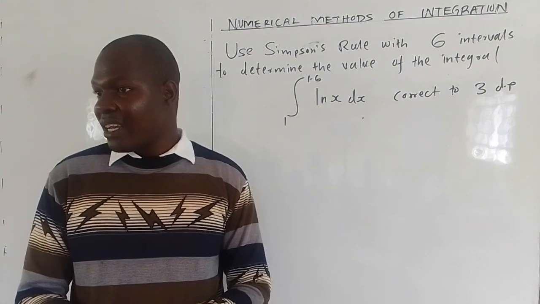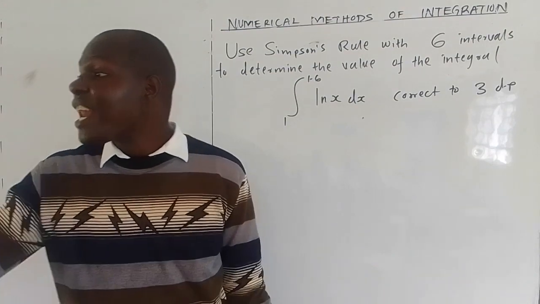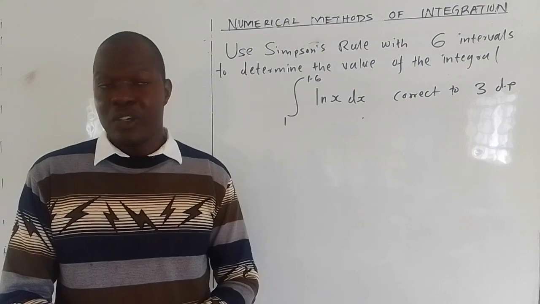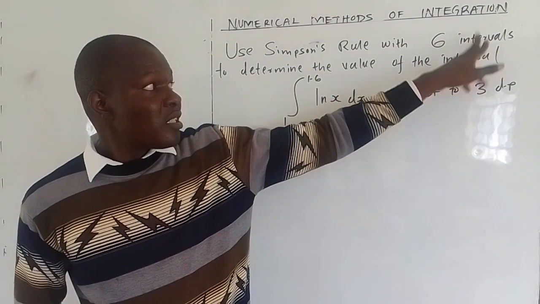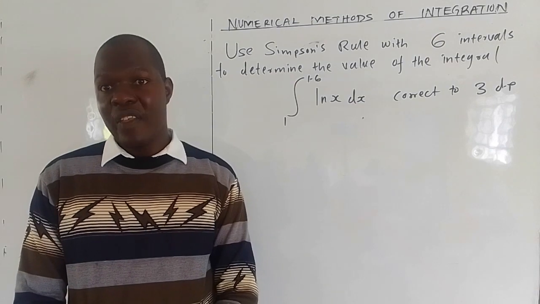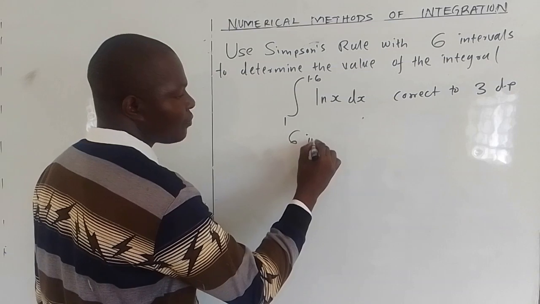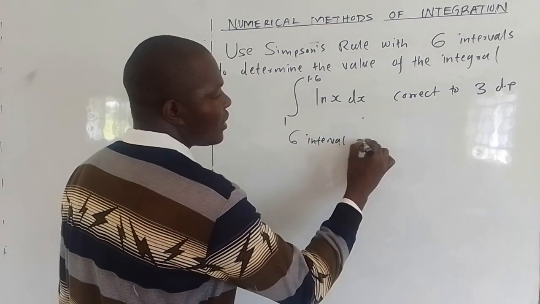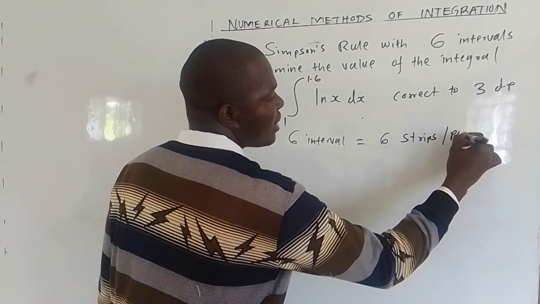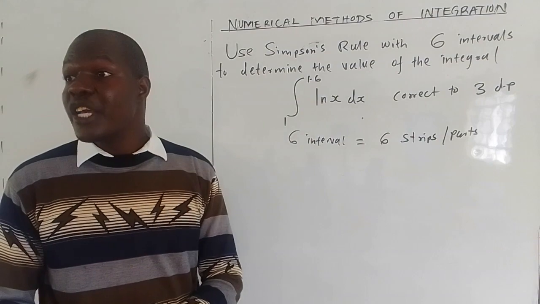If they say 6 ordinates, it is ordinates minus 1 to give you the number of strips. 6 ordinates means 5 strips, isn't it? So the number of intervals will be the same as the number of strips. Are we together? So when you are told 6 intervals, what does that imply? 6 intervals imply 6 strips or parts, so it means we are going to divide it into 6 equal parts.